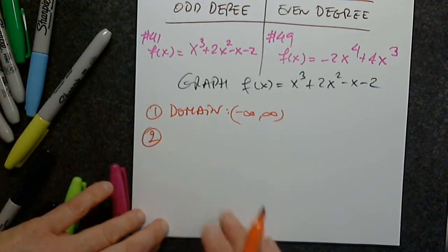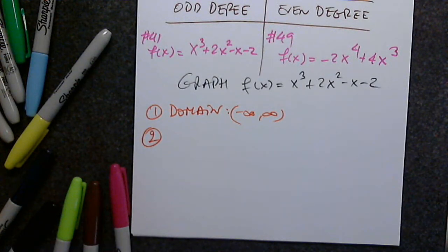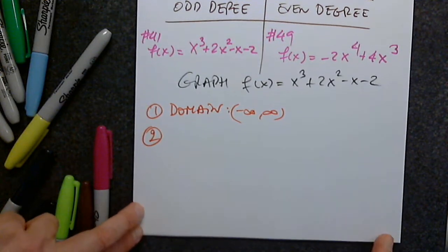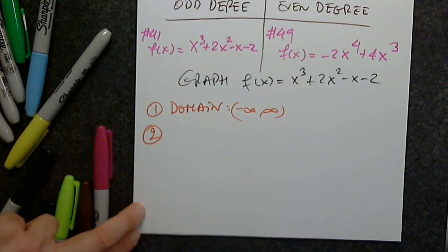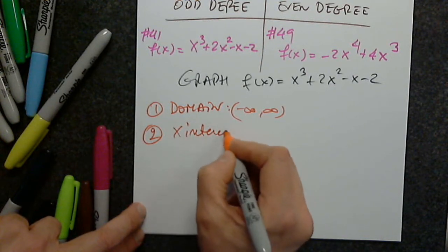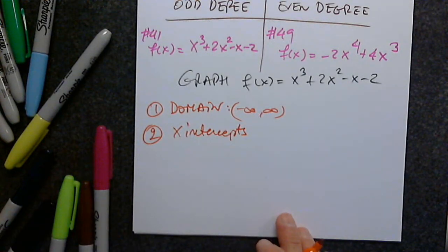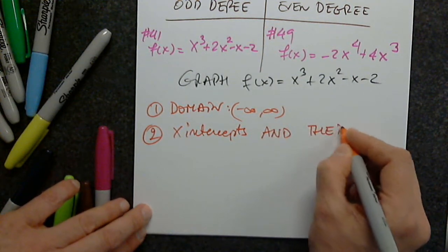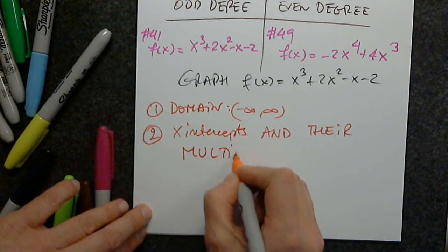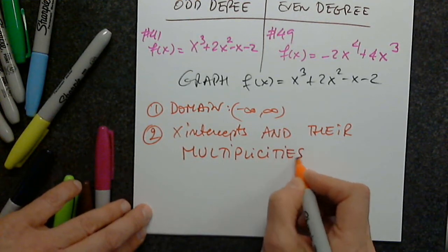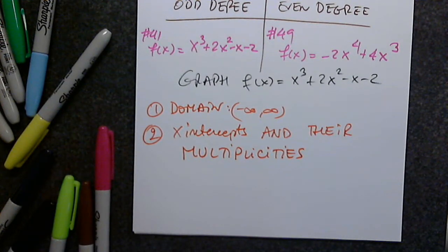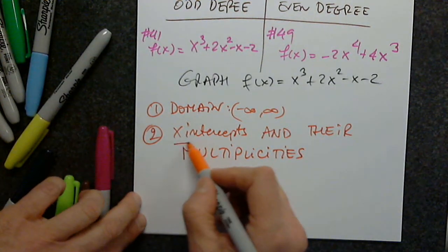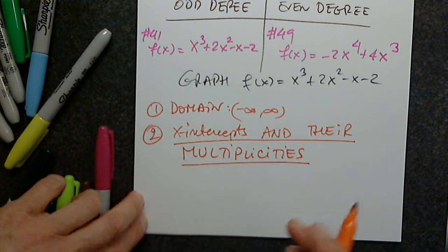Number 2, the list of items will be given to you. Once you graph 4 or 5 functions, you will always remember the steps. But I will mention the steps for you. Domain. Perfect. Next, x-intercepts and their multiplicities. There is something we have never discussed before. We don't know what that is yet. I will explain it right now.